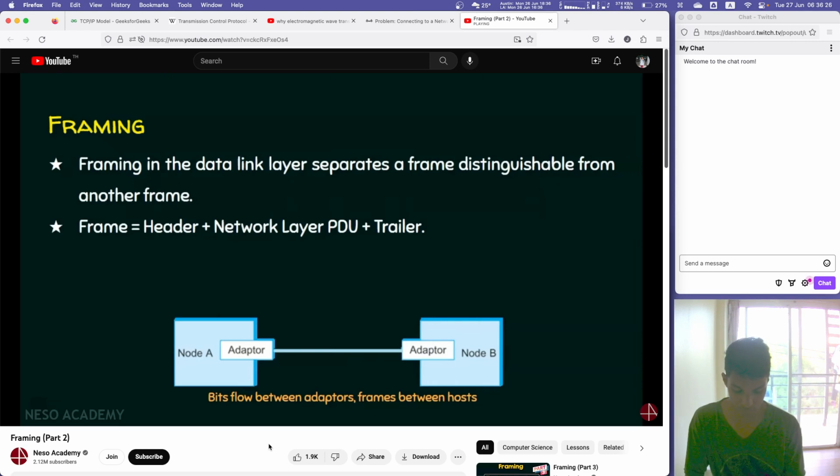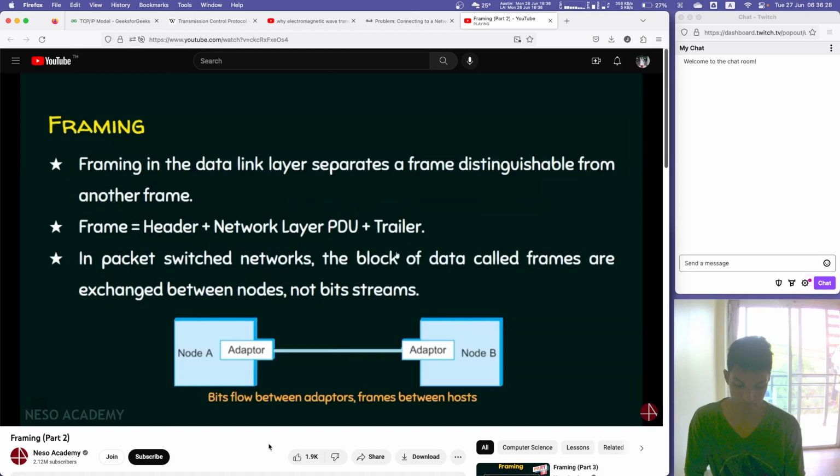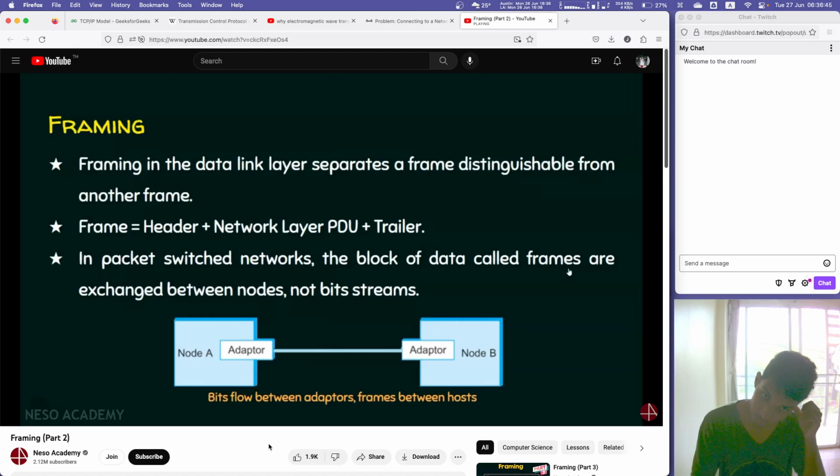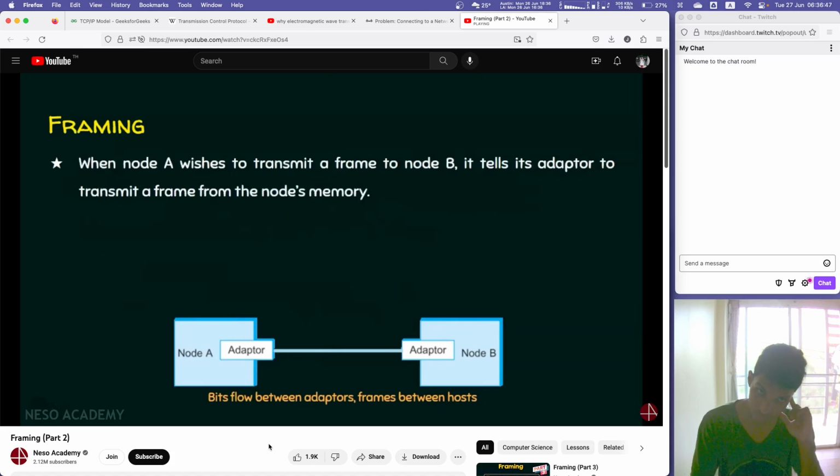We will see what is the role of framing in packet switched networks. In packet switched networks, the block of data called frames are exchanged between nodes, not the bit streams. We have already seen this point. Between adapters, we see that there are bit streams, but actually between nodes, we say that there are frames that are going to be exchanged. We will also see the other aspects.